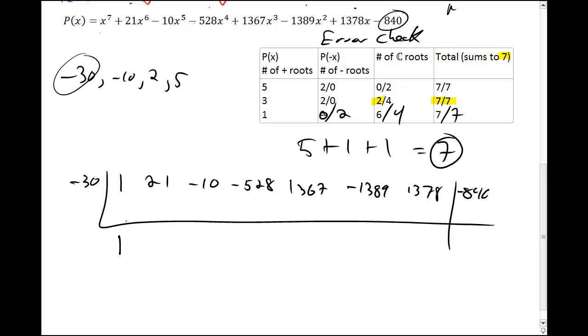Carry the 1 down, and negative 30 times 1 is going to give me negative 30. Negative 30, and that's going to give me 9. 9 times negative 30 is going to give me negative 270. It's going to be positive because of the negatives.